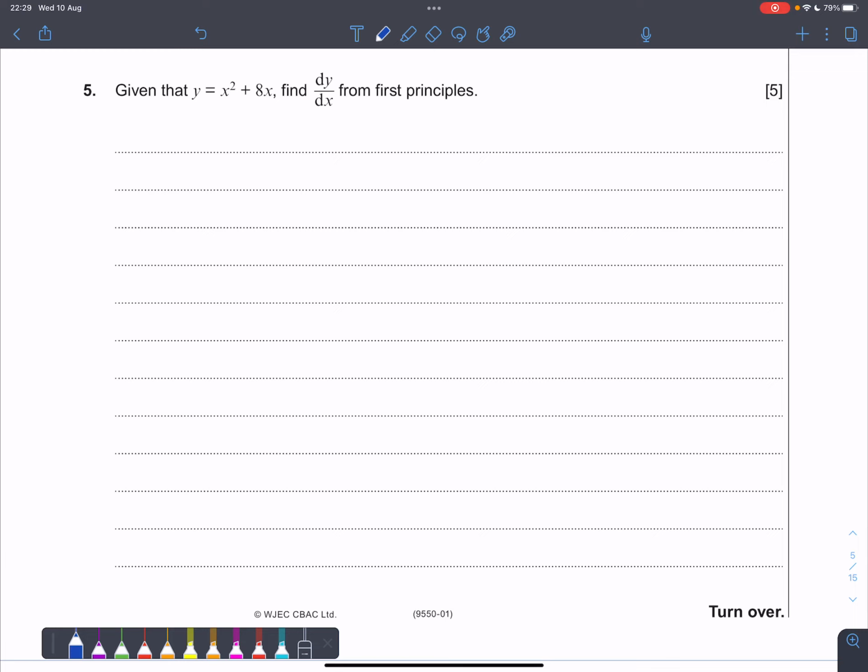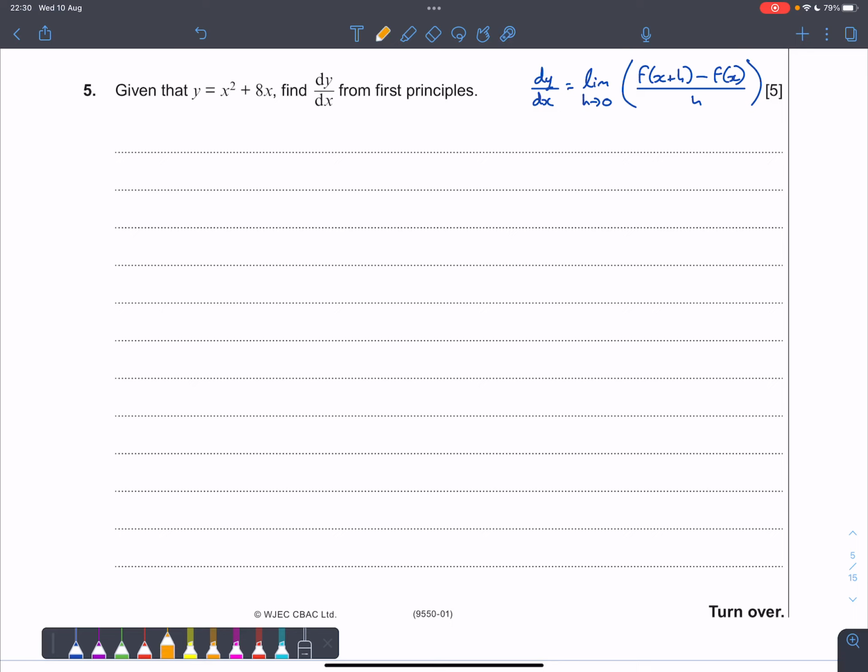So the formula is, let me just write it down up here, dy by dx equals the limit as h goes to 0 of f of x plus h minus f of x, all over h. To start off with, I'm going to focus on this bit in brackets. I'm going to ignore the limit and deal with it right at the end. So I'm just going to deal with what I need for this expression.